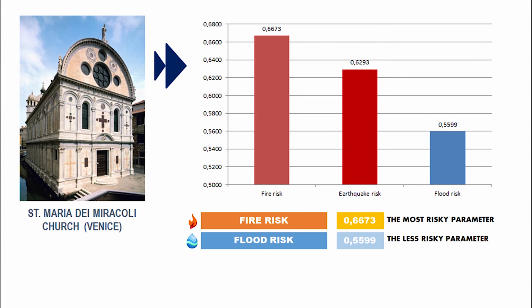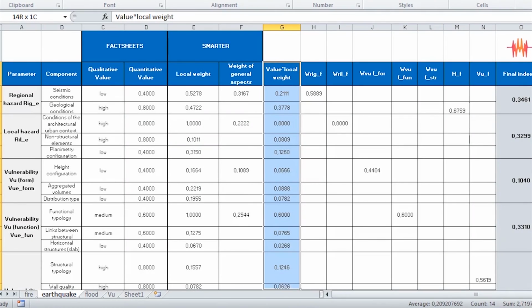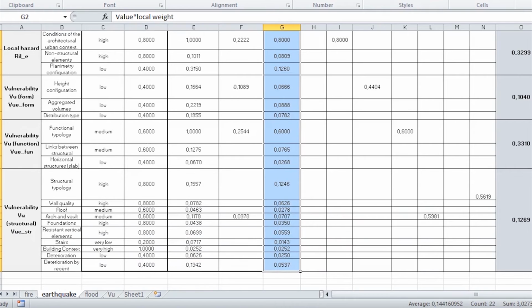At the end of this process, it is possible to have a complete overview of the achieved results. The fire risk represents the most risky parameter, reaching 66.73%. The earthquake risk index is the second risky parameter and it records 62.93%. The flood risk index is the least risky parameter and it records 56%. The values obtained by fact sheets and SMARTER have been aggregated.